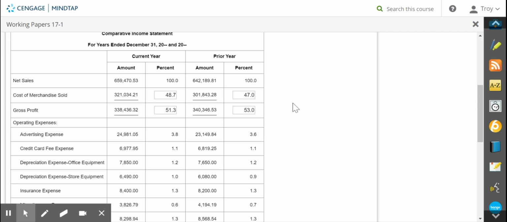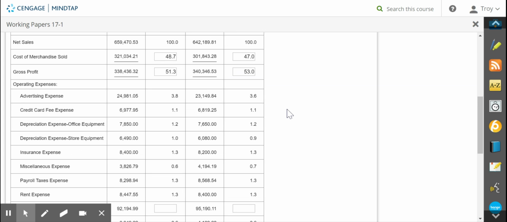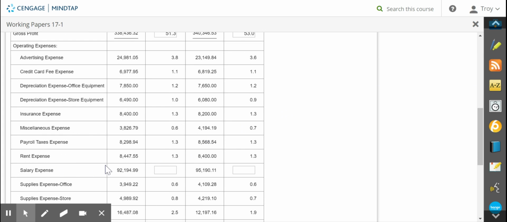And then you can compare mathematically that our cost of merchandise sold this current year is higher than last year. So that means we're making less money off of the same amount of sales, if we had the same amount of sales, which actually we have less. Okay, we're going to come down here. We're going to do that again for the salary expense as a percentage of our net sales.